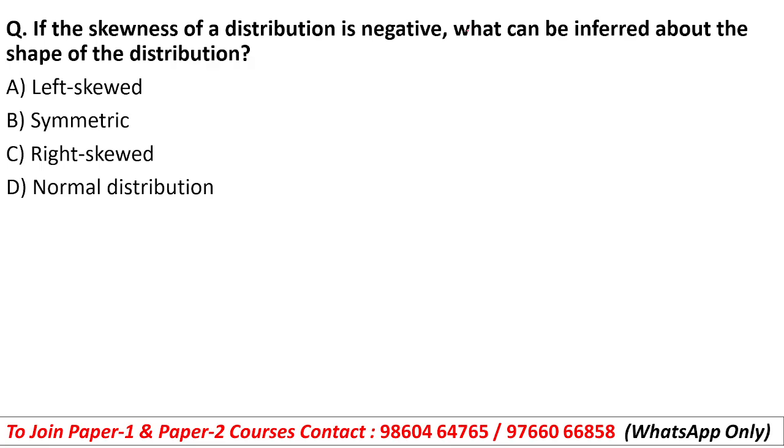If the skewness of distribution is negative, what can be inferred about the shape of the distribution? Left skewed, symmetric, right skewed, and normal distribution. So students, normal distribution is a bell-shaped curve where the mean, mode, and median are all equal. But whenever we talk about skewness, it is a case where the normal distribution curve shifts from its place. Okay, it changes its position. So here it may be either positive or negative. So it is asking about the negative.